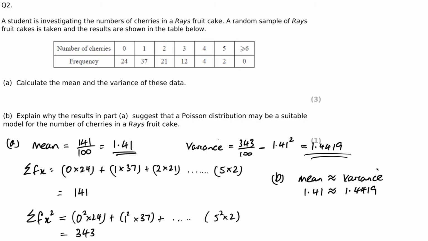1.4419. In fact, if I take them to one decimal place, then they are the same, aren't they? They both round to 1.4. So this is kind of correct to one decimal place. That's another way of putting it, but it's only worth one mark mentioning my mean is approximately equal to my variance, or the mean is close to the variance, and putting those values down is really helpful.